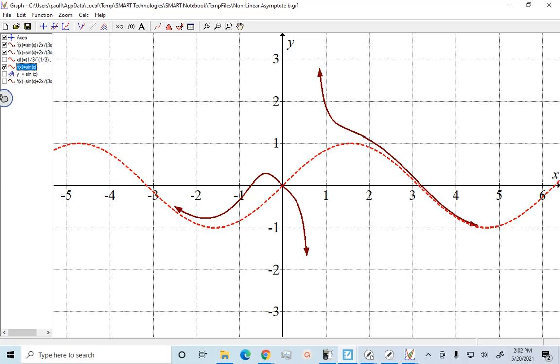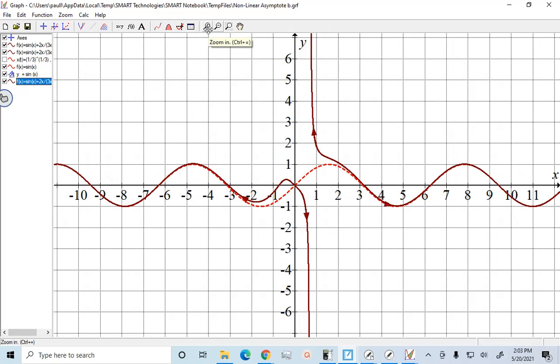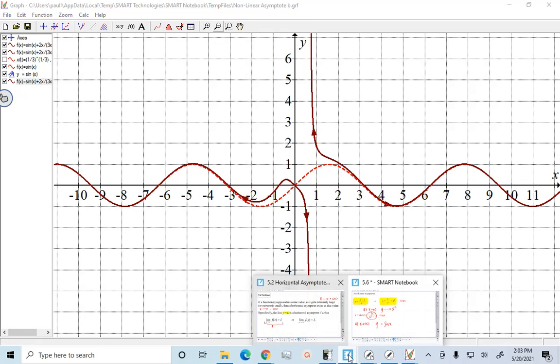Here is what sine of x looks like. And again, you can see in the middle region, the graph doesn't behave exactly like sine of x, but if you extend the graph and zoom out, the two graphs become virtually identical. They get closer and closer to each other, which is kind of an interesting thing.